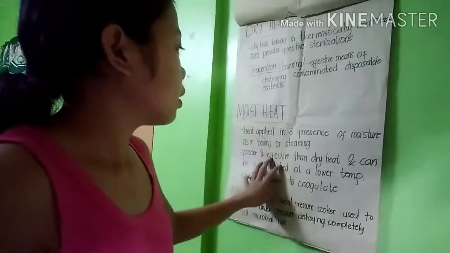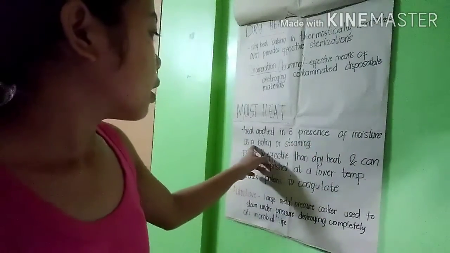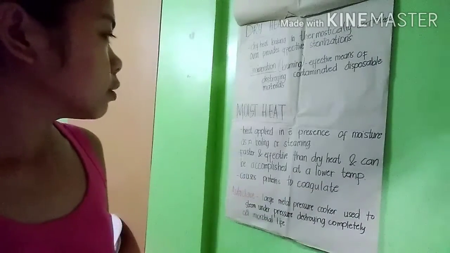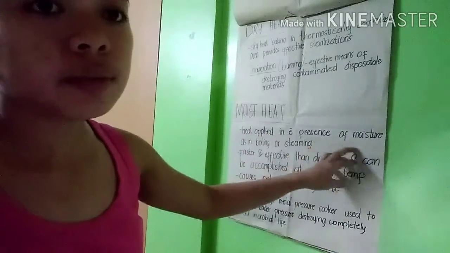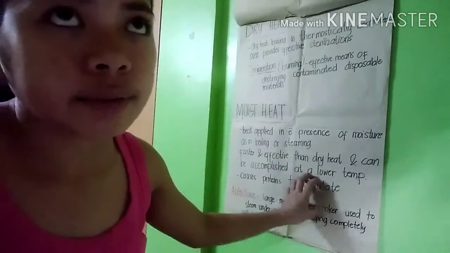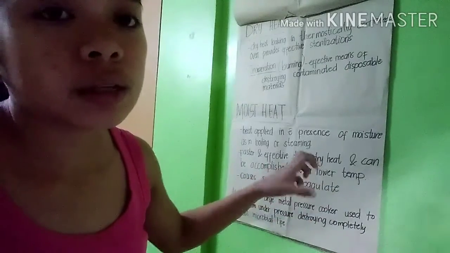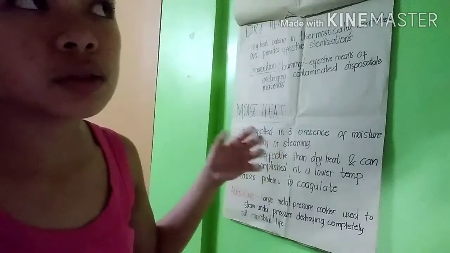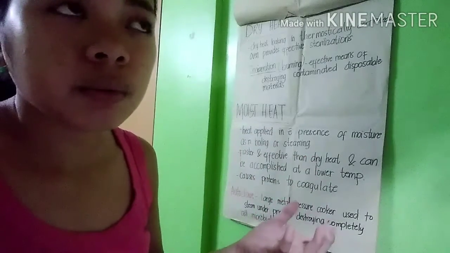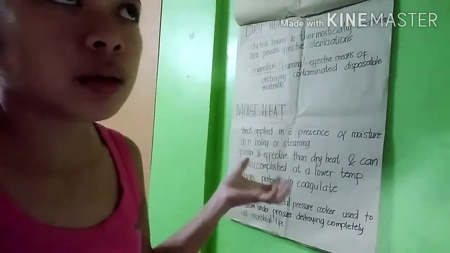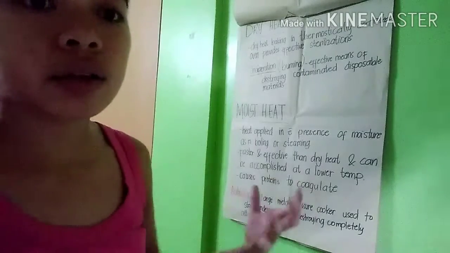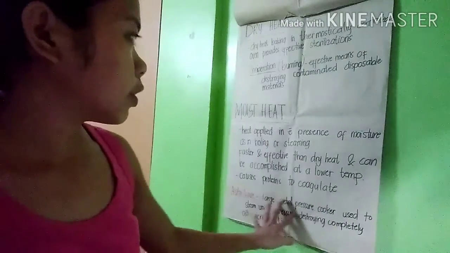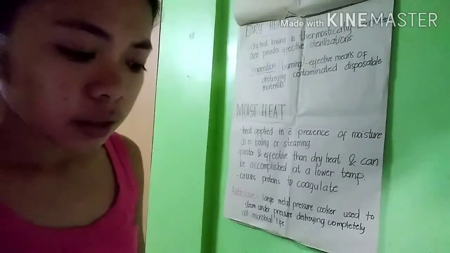The next is moist heat, wherein heat is applied in the presence of moisture, as in boiling or steaming. It is faster and more effective than dry heat and can be accomplished at a lower temperature. Microorganisms and bacteria have proteins, so in the presence of heat and moisture the proteins are altered in function and coagulate.